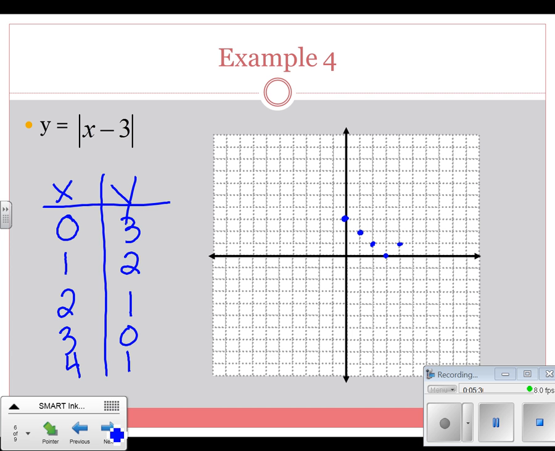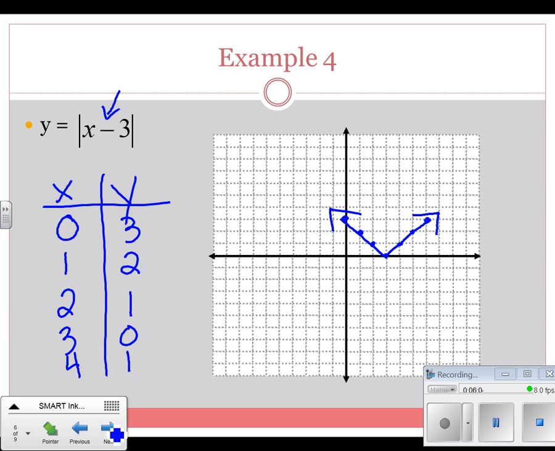Put in 5. 5 minus 3 is 2. Absolute value of 2 is 2. Put in 6. 6 minus 3 is 3. Absolute value of 3 is 3. So now you can see the V shape here. So by subtracting 3 on the inside of the absolute value, it moved it to the right 3. So now it's the parent function, but you moved it to the right 3.